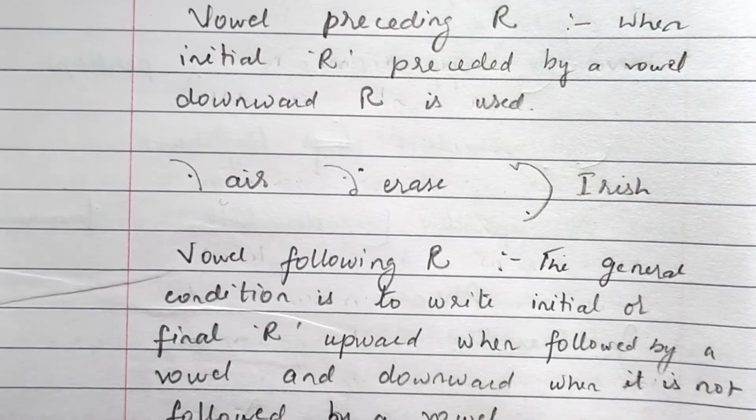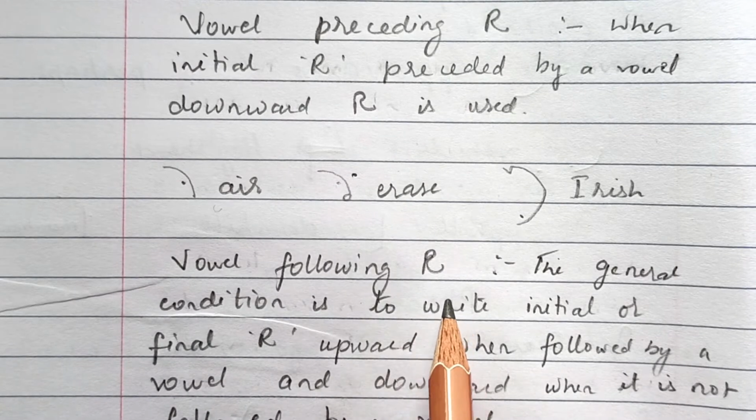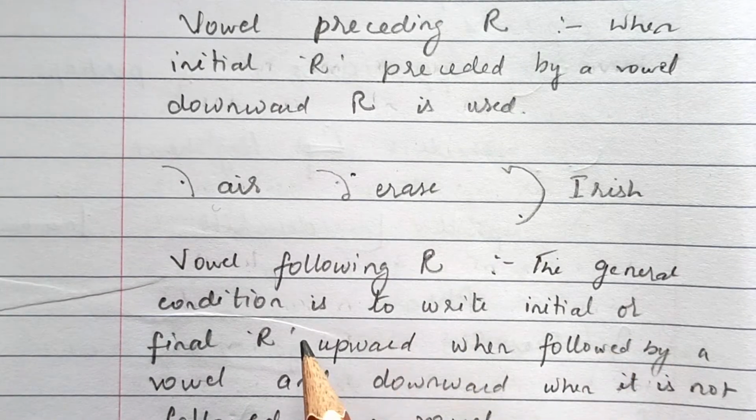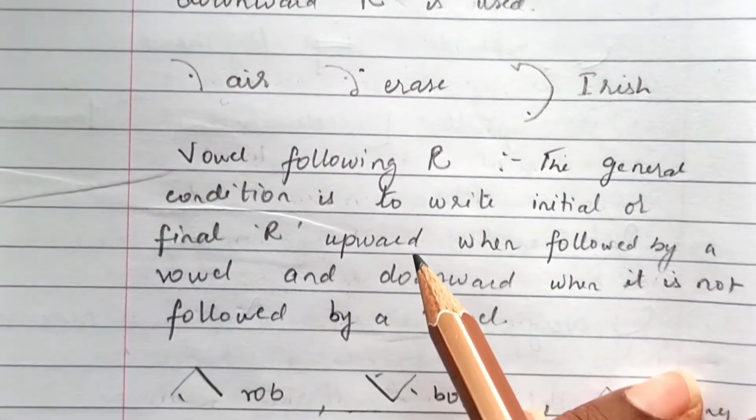Next, the vowel following R. The general condition is to write initial or final R upward when followed by a vowel and downward when it is not followed by a vowel.